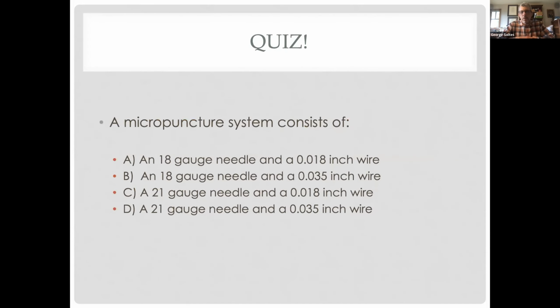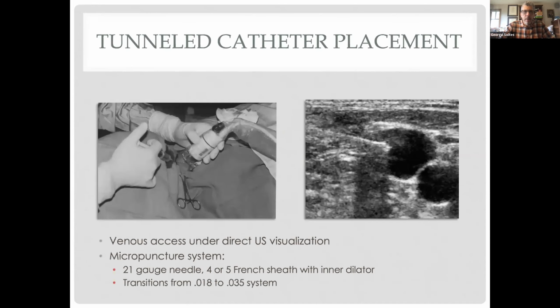So a quiz: micropuncture system, which if you guys have done IR, that's what we generally enter your body with. So what does it consist of? An 18 gauge needle with an 018 wire, or a 3/5 wire, or a 21 gauge needle with an 018 wire, or a 3/5 wire? Answer is a 21 gauge needle and an 018 wire.